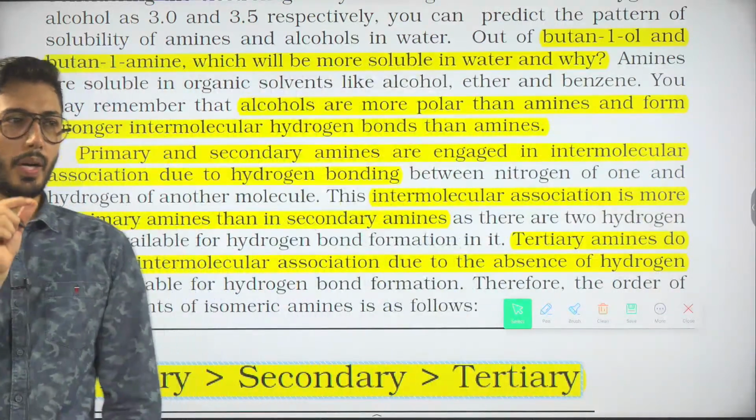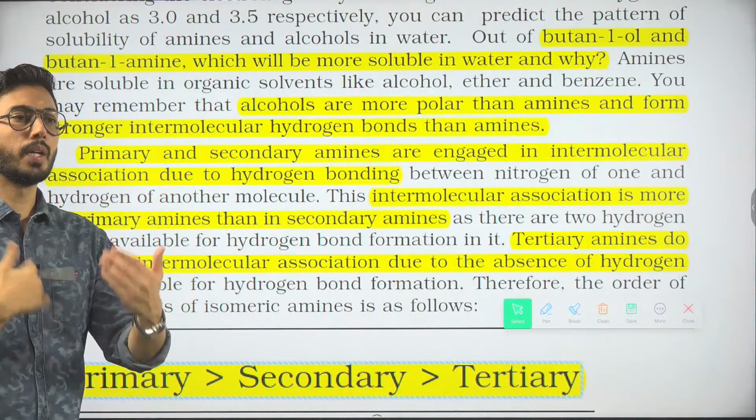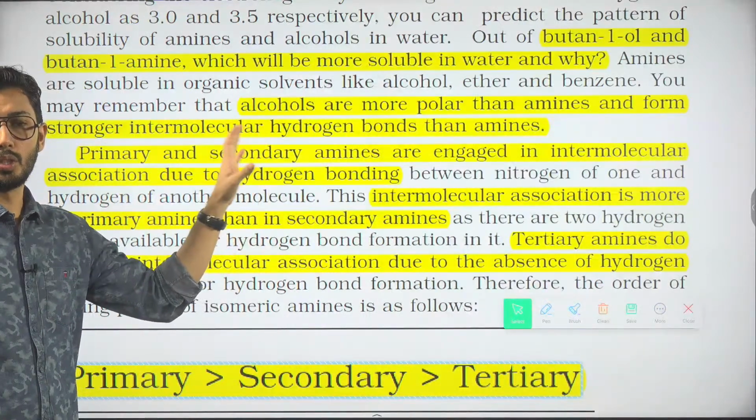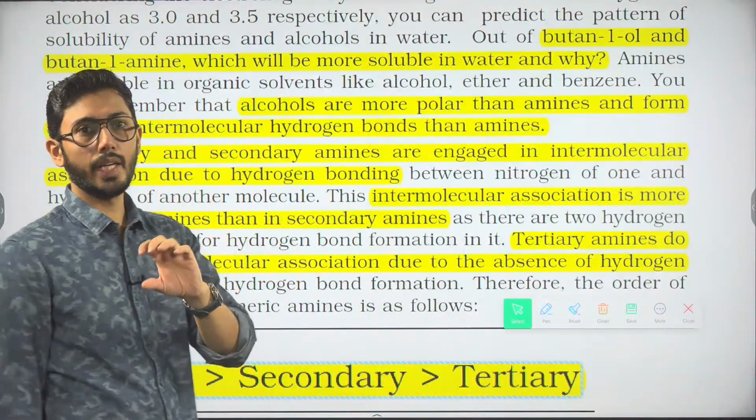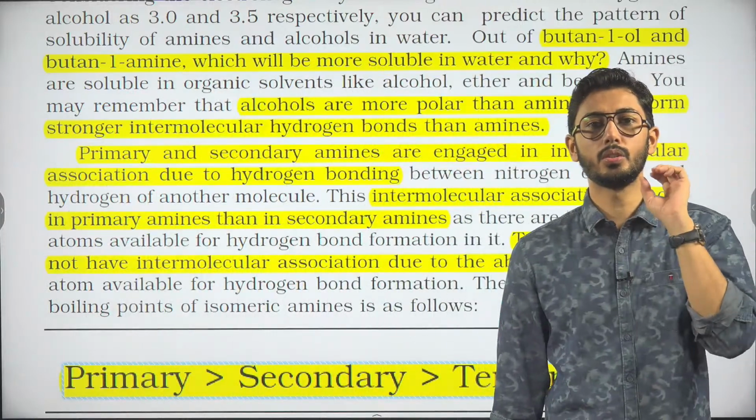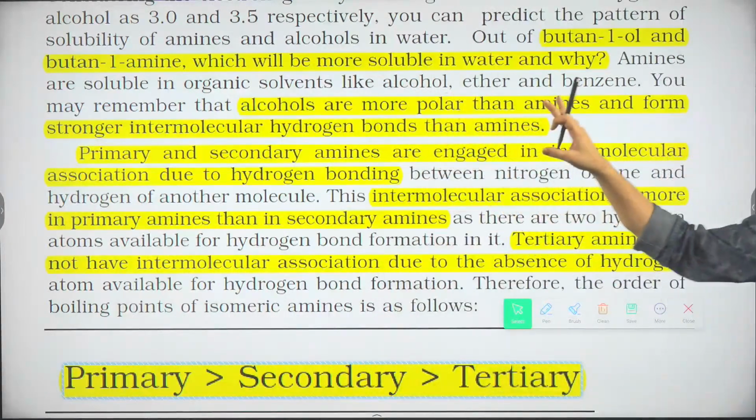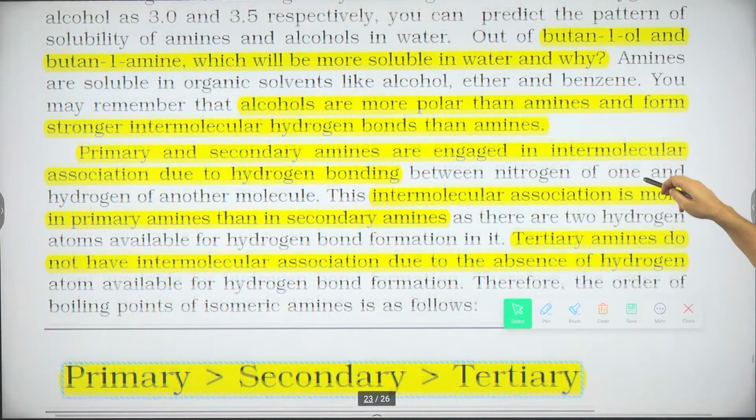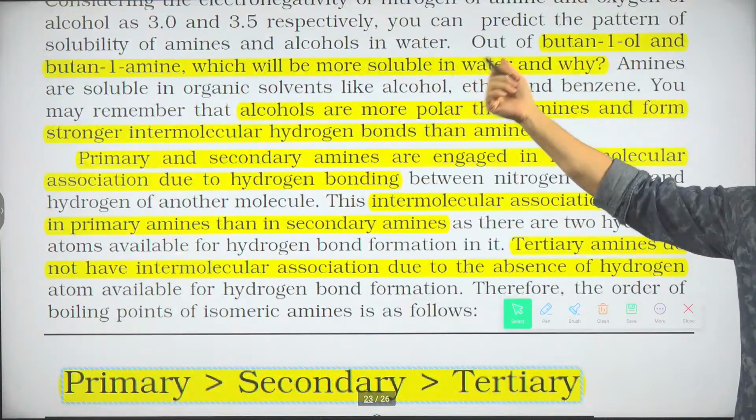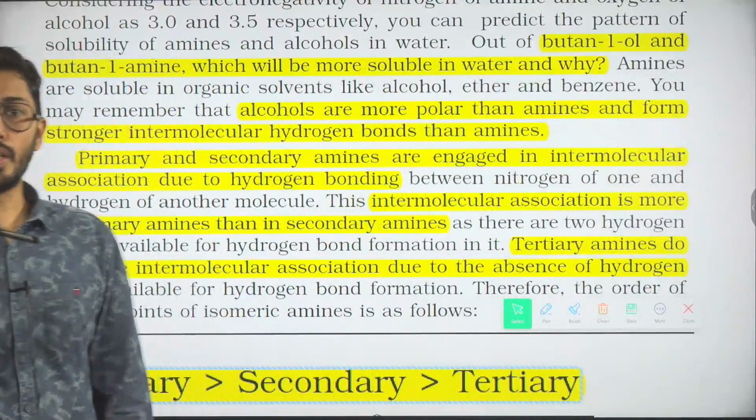Such points are very much one-liners. If you revise them multiple times and any question comes, it is a bonus for you. Because if you are not able to write the detailed reaction, your focus will be that whatever easy question is thrown, I will not leave it. That is the purpose of this class. That is the only purpose. So what is the point here? Butan-1-ol and butan-1-amine, which is more soluble? Simple reason: alcohols are more polar and their strength of H bonding is more than amines.